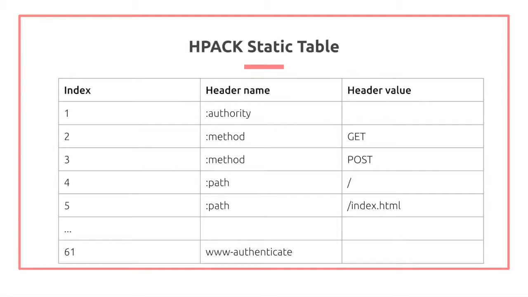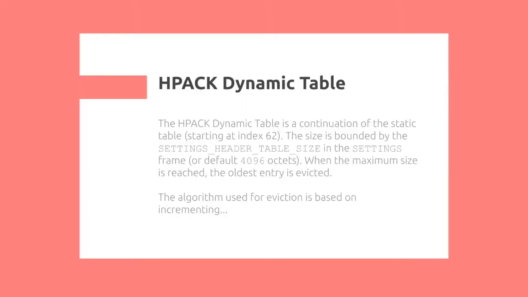We have 61 entries with header names and optional header values. The dynamic table is a continuation of the static table, which starts at index 62. It's bounded in size by a value set in the settings frame, or a default value of 4096 octets. Once the maximum is reached, the oldest entry is evicted.